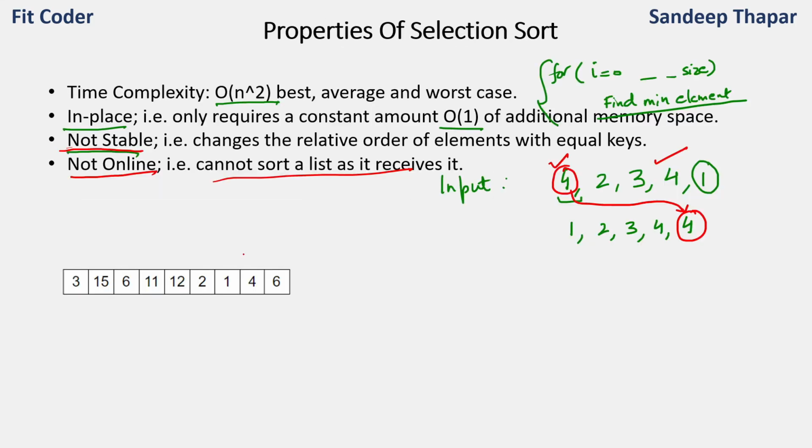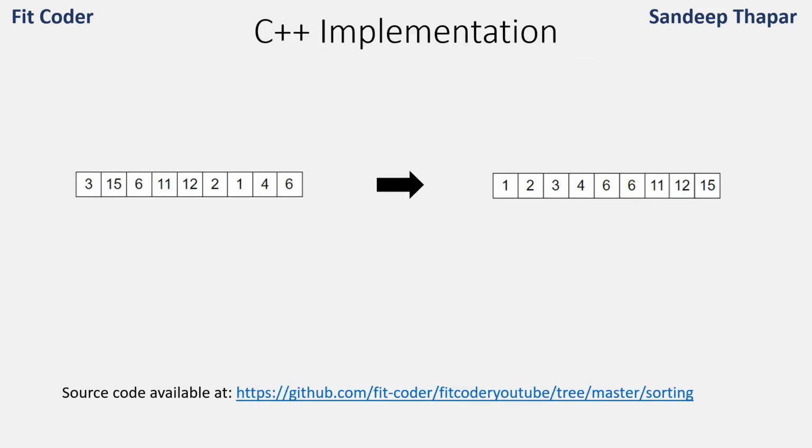So these were the few important properties of selection sort. Now, once you've understood the algorithm and know about all the important properties of selection sort, let's look at the implementation. All the source code that I'll be showing is available in my GitHub repository, the link of which is present here as well as in the description. Now let's have a look at the code.